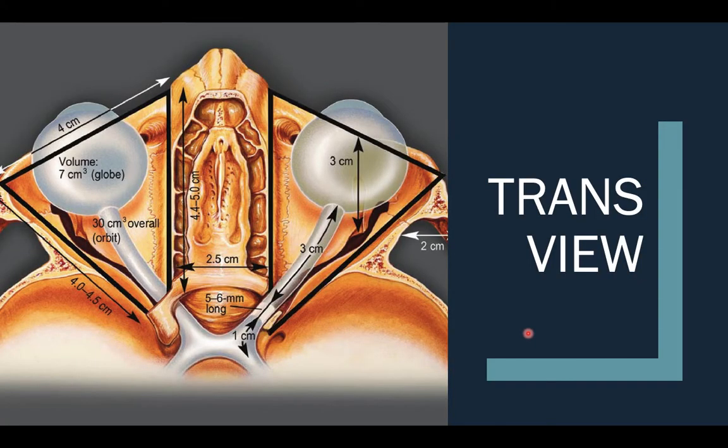This is how it looks in the trans view. Like we said, it is a pear-shaped structure because there's a narrowing at the apex of the orbit. This is the medial wall, the lateral wall, and this is narrow here.